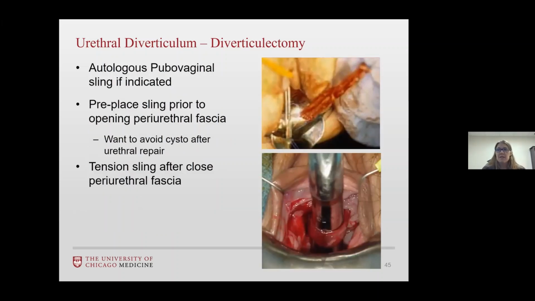If you decide to place a pubovaginal sling, it's recommended to use autologous tissue. You don't want mesh up against that fresh repair. And I think the really important thing to remember is you want to pre-place the sling prior to opening the periurethral fascia so that you don't have to do cystoscopy after the urethral repair. And this way you can look for your trocars, make sure everything's okay. And then you just leave it dangling down. And then I like to tension the sling after closing that periurethral fascia.